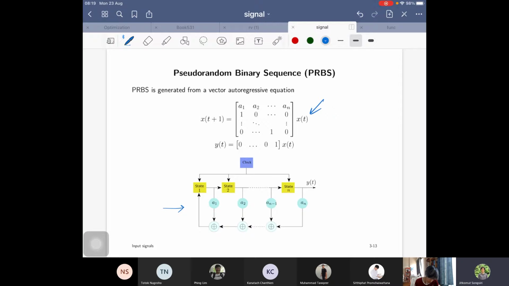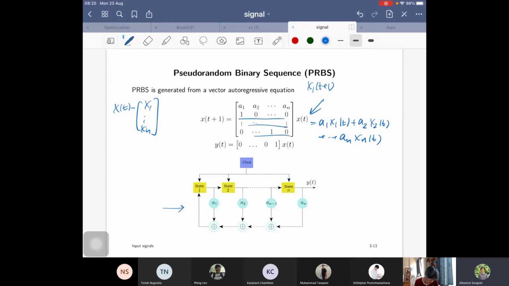The variable x has n states, x1 through xn, and the equation is the following. The first entry of x, x1 at t plus 1, the future step, is going to be a linear combination, given by the coefficients a1 to an. This is the first equation.